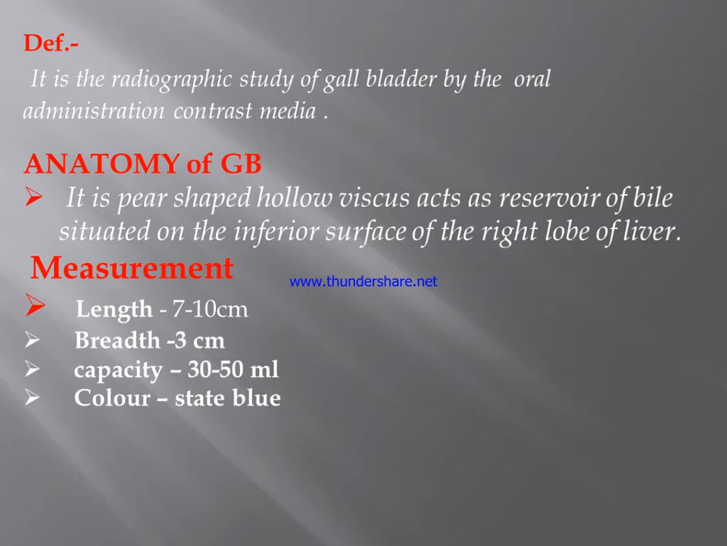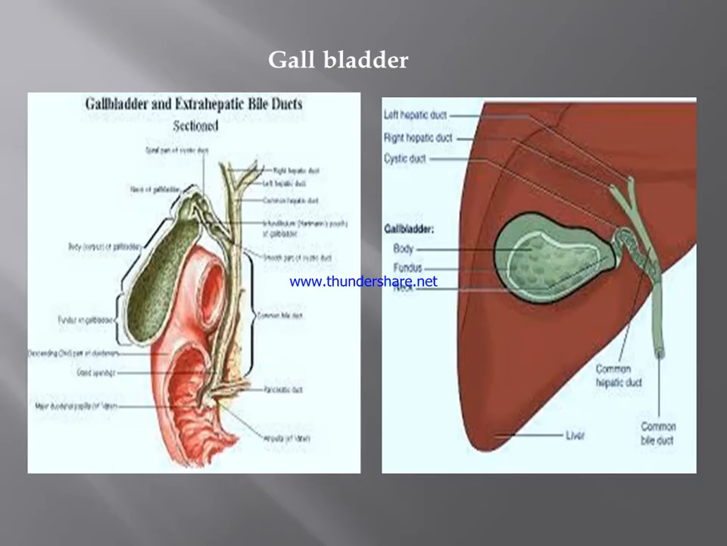Measurement of GB: they are 7 to 10 centimeter in length, 3 centimeter in breadth, 30 to 50 ml capacity, and color of GB is slate blue. Images which show gallbladder or GB, like these are the GB, these are the body, and these are the fundus, and this is neck of GB.